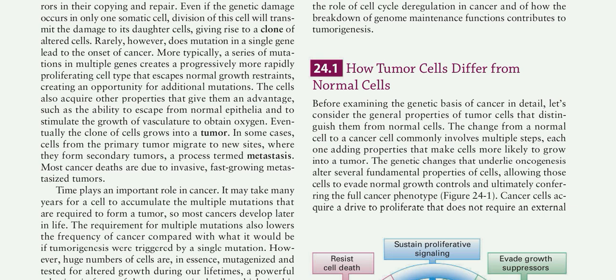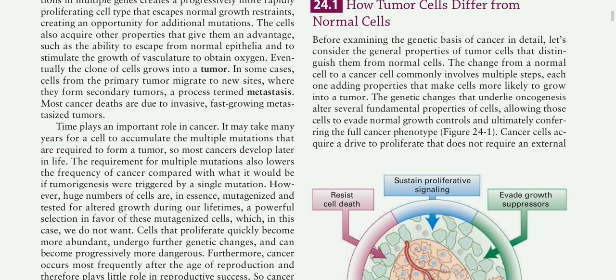First, how tumor cells differ from normal cells. Before examining the genetic basis of cancer in detail, let's consider the general properties of tumor cells that distinguish them from normal cells. The change from a normal cell to a cancer cell commonly involves multiple steps, such as adding properties that make cells more likely to grow into a tumor. The genetic changes that underlie oncogenesis alter several fundamental properties of cells, allowing those cells to evade normal growth controls and ultimately conferring the full cancer phenotype.